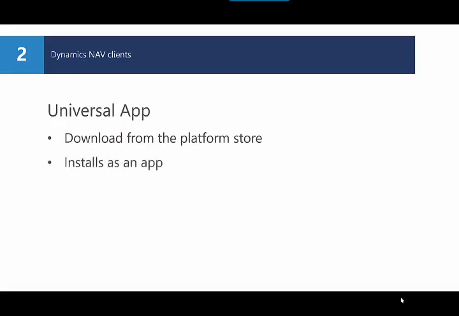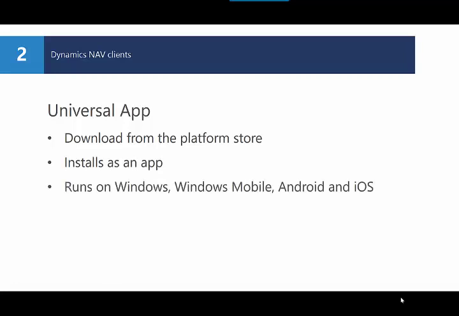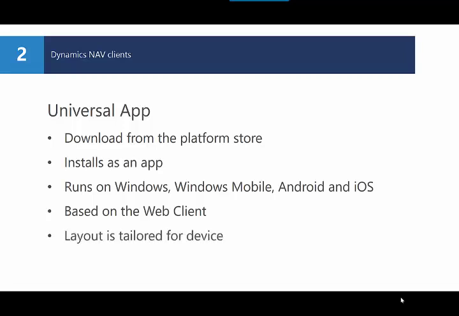To support those different devices, Microsoft delivers the universal app for Microsoft Dynamics NAV. It is a free downloadable app from the platform store of the device. It installs and behaves like an app. It is not just a link to a website. It runs on all major platforms like Windows 8 and 10, Windows Mobile, Android and iOS. It is based on the web client. In fact, it behaves as a shell around the web client, and it automatically switches the web client to the layout that is tailored for the device the app is running on.